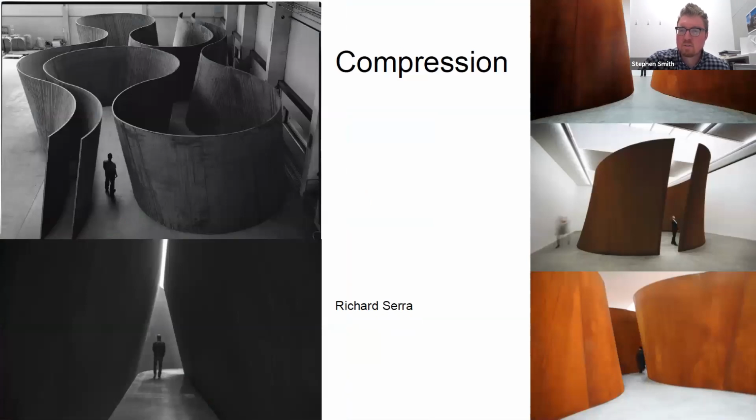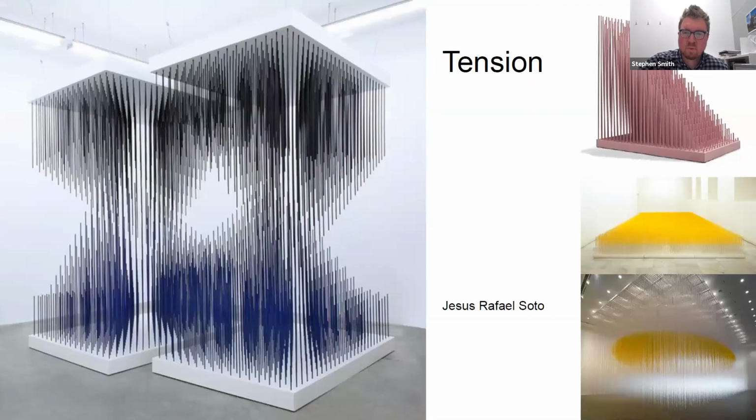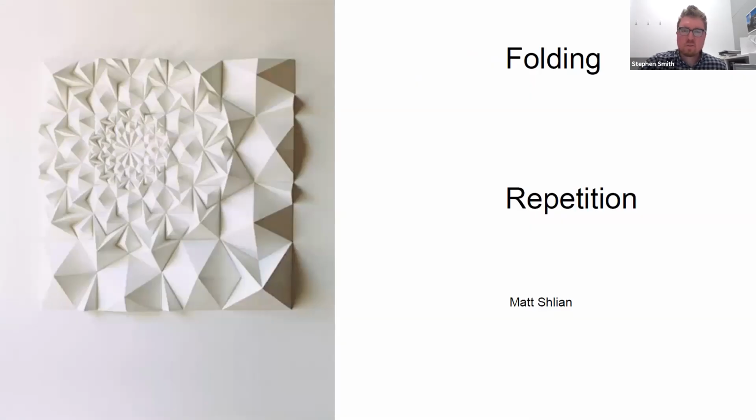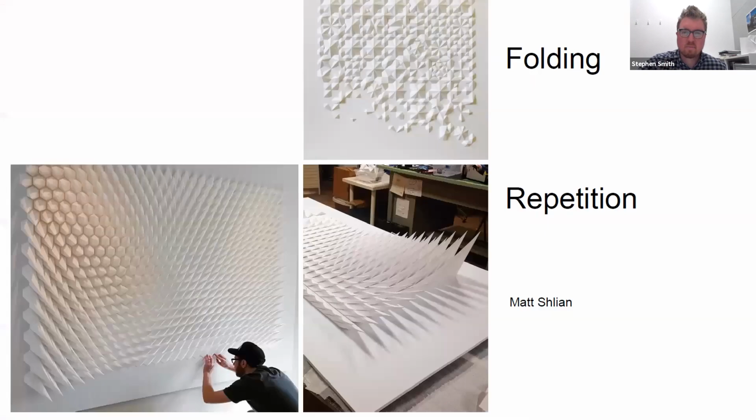Ideas of compression, compression of space, ones that also expand and open up, or tension, something that feels like it's being pulled, stacked, repeated elements like Donald Judd's different sculptures here. And then also thinking about folding. How can we repeat these elements? This is going to translate into our project.